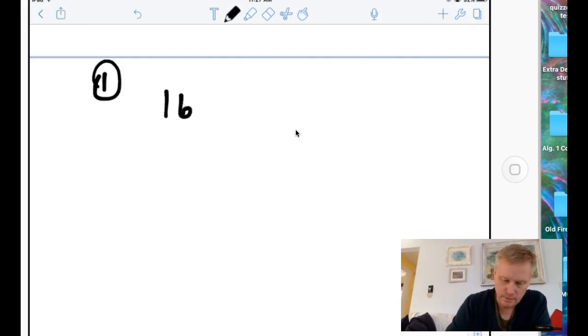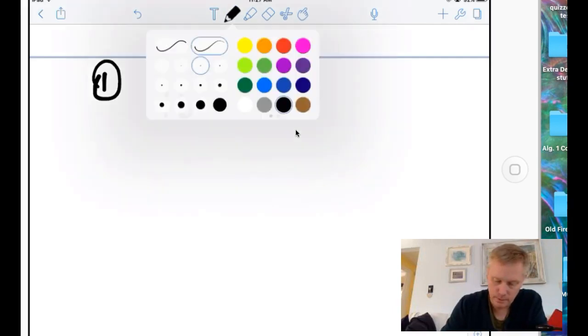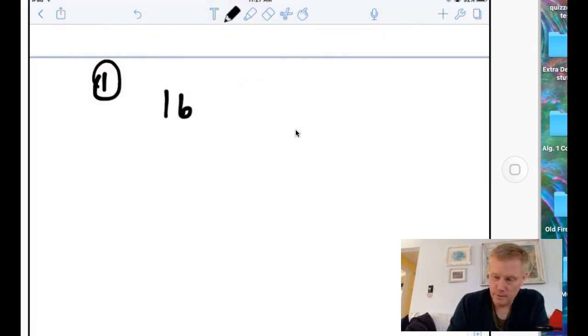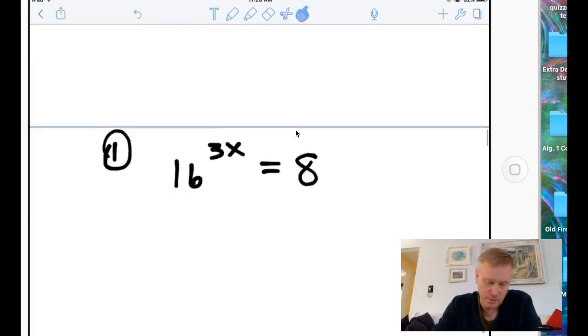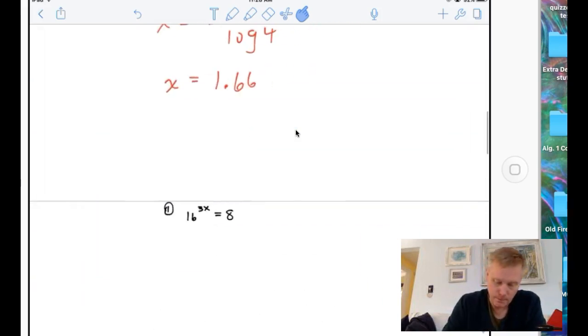16 to the 3x equals 8. Okay, and I'm going to solve this. Oh, this is actually the other way you could do it. It's a change of base type of problem. So maybe I should make that actually. Let's do that.